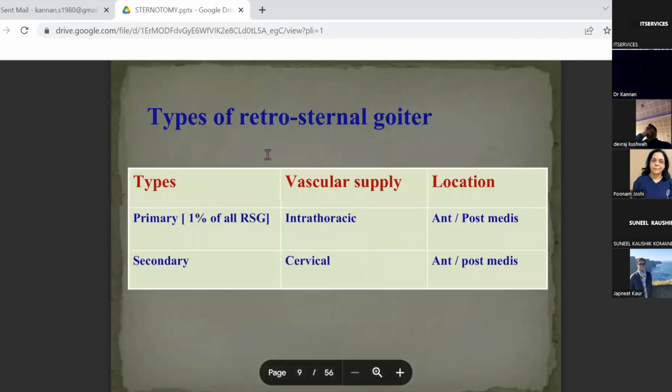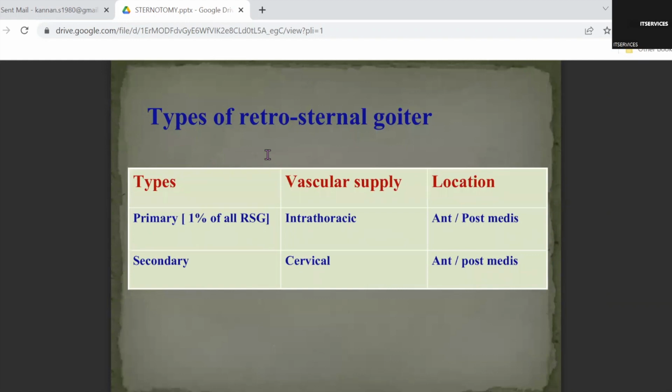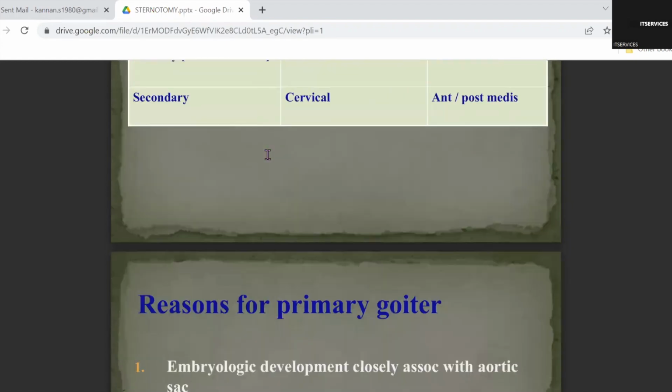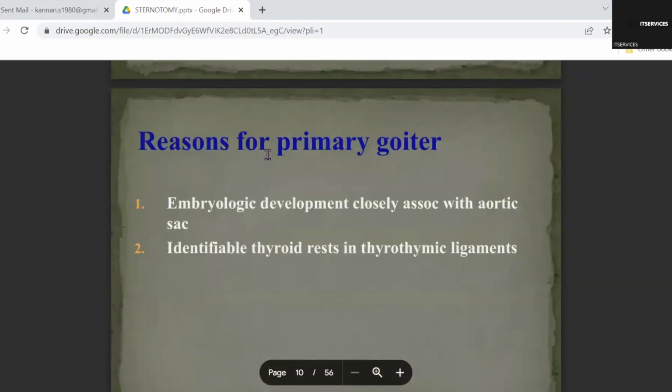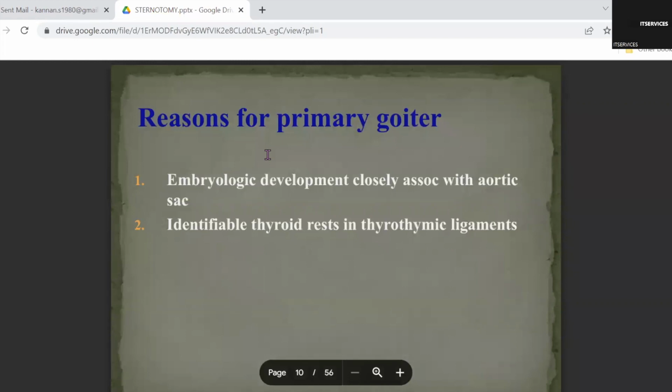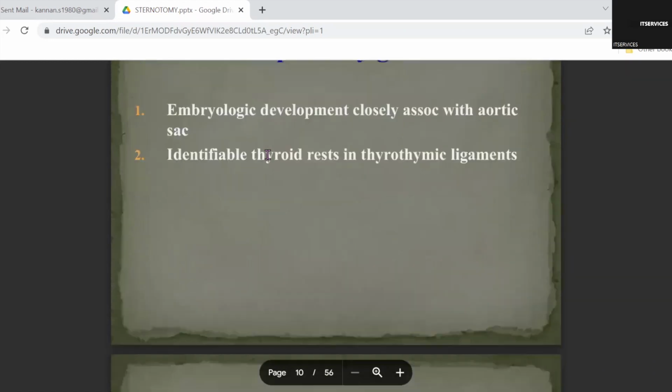So this we have discussed before. Primary intrathoracic retro-sternal goiter doesn't have a communication from the neck, and the blood supply is from the thoracic region, so it would need a sternotomy. 99% of our lesions would be secondary. It extends from the cervical neck into the chest. It can either go into anterior or posterior mediastinum, anterior being common. What's the reason for primary? It is embryonal rest, or you have to identify. Most of them would be present in the thyrothymic ligament, which enlarges and causes the retro-sternal goiter.